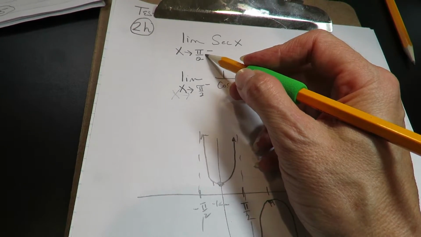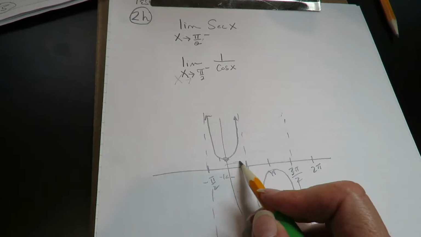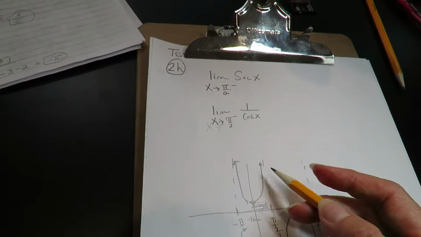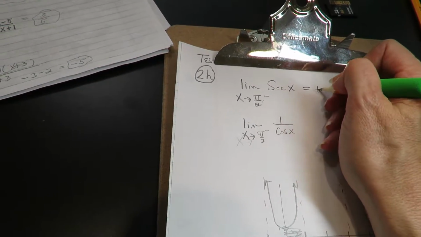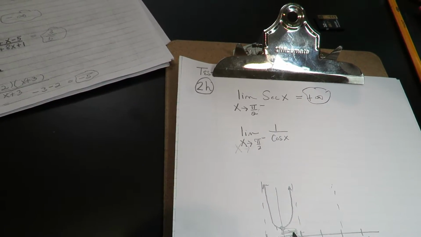Now, to the left of pi over 2 means that you're smaller than pi over 2. So you're coming in from the left, coming in this way. As I come in to pi over 2, it becomes unbounded. So it becomes positive infinity as I come in from the left side of pi over 2.